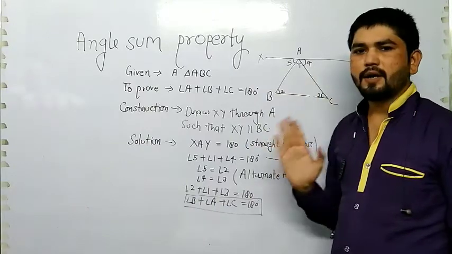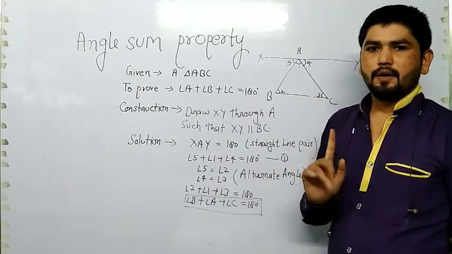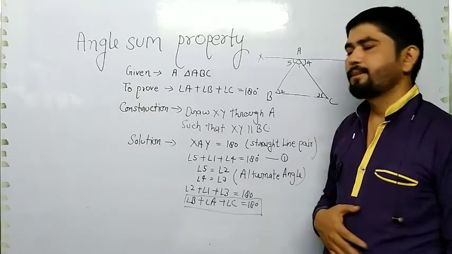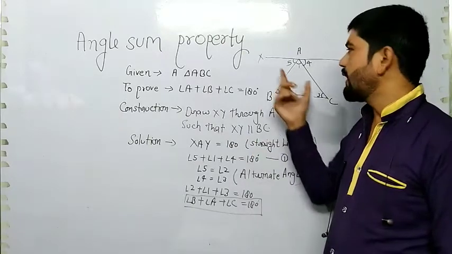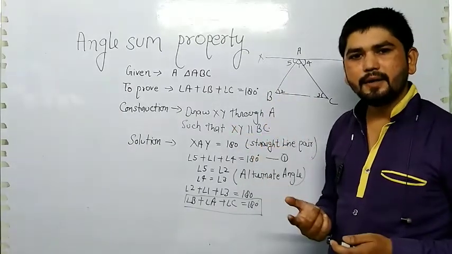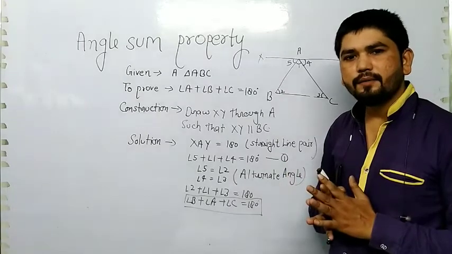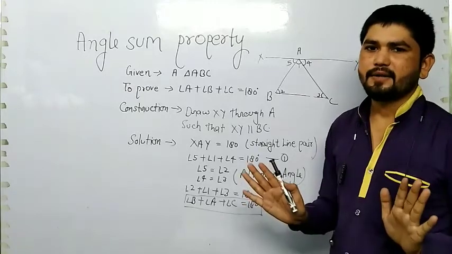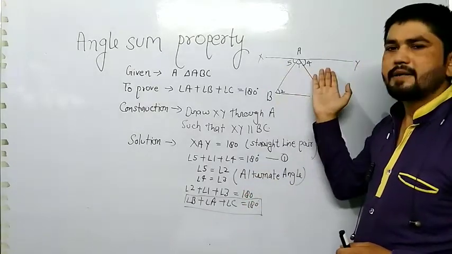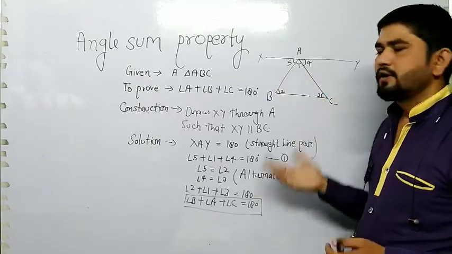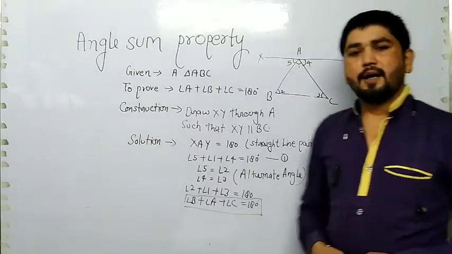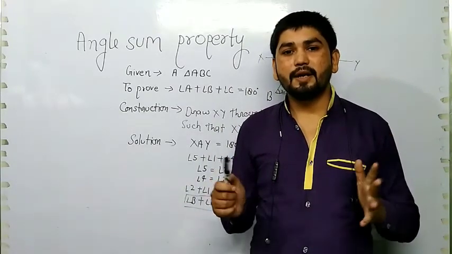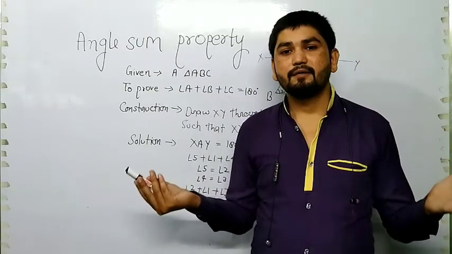Simply keep two things in your mind. In construction, we need to draw a line parallel to any one side of the triangle through the opposite vertex. And that line will also be parallel to another line of the triangle which formed the other two vertices. Simply, this is the funda. So we have done it, and this is a straight line pair. These are alternate angles. So we have put, and it is proved angle A plus B plus C is equal to 180. It means the sum of all the angles in a triangle is always 180.